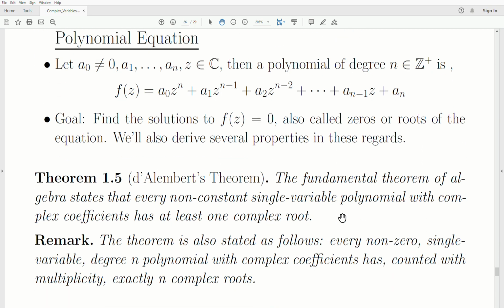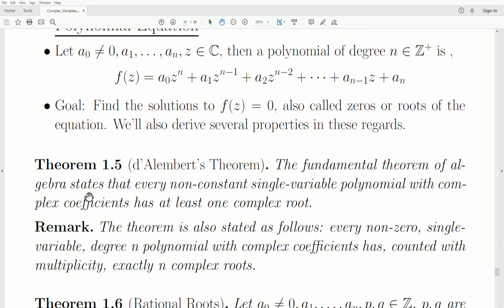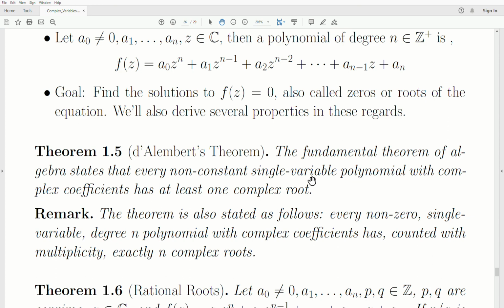Now, the first theorem is the fundamental theorem of algebra, which states that every non-constant single variable polynomial with complex coefficients has at least one complex root. Now, that's the original theorem.